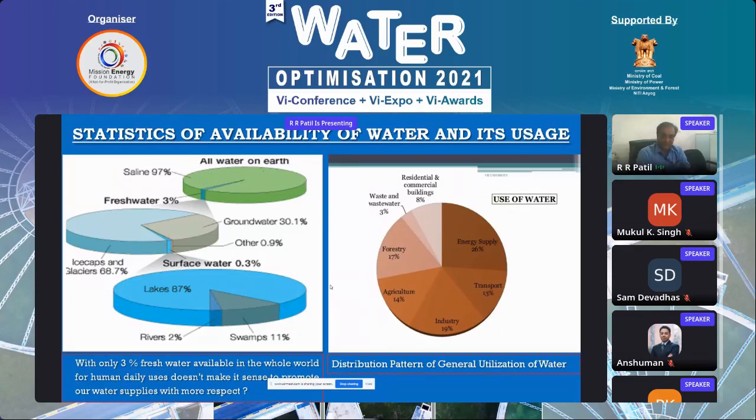Surface water is also bifurcated: 87% lakes and rivers, 2%, and swamp is 11%. From the statistics on uses of water: agriculture and forestry, 31% of fresh water is used. Energy, 26%. Industry, 90%. Transport, 13%. And residences and common buildings, 8%. From this, it is clearly indicated that we have to conserve water and optimize the use of water.